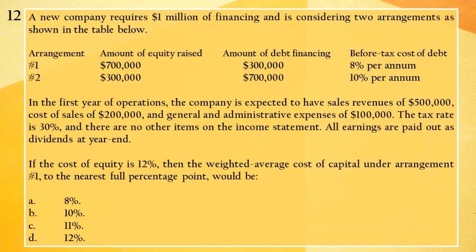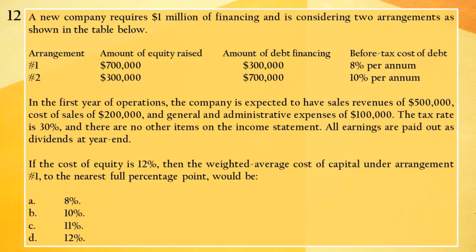It tells us the amount of equity raised, the amount of debt financing, and the before tax cost of debt. All right. In the first year of operations, the company is expected to have sales revenue of $500,000, cost of sales of $200,000, and G&A expenses of $100,000. The tax rate is 30%, and there are no other items on the income statement. All earnings are paid out as dividends at the year end.